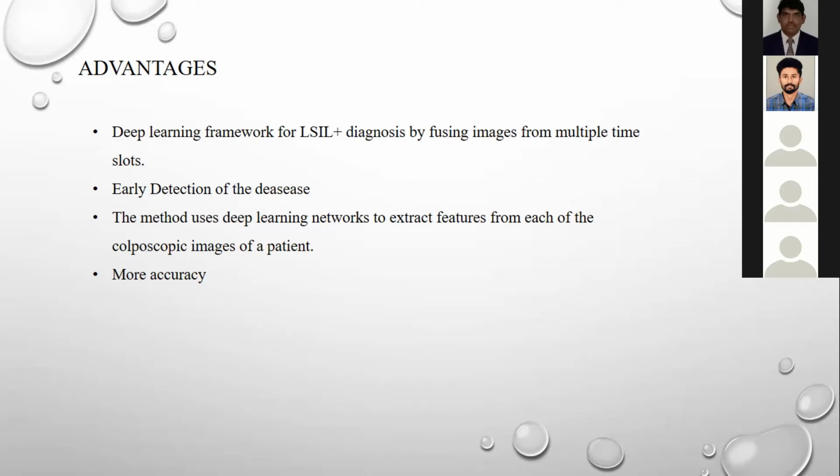Early detection of the disease. Here we can find it very early, meaning at the zeroth level we can find whether the patient will be affected by the disease or not. The method uses a deep learning network to extract features from each colposcopic image of a patient, and it will find it with more accuracy.